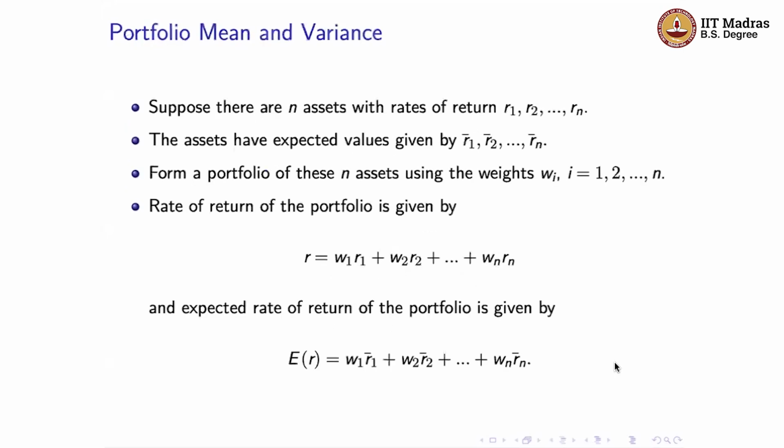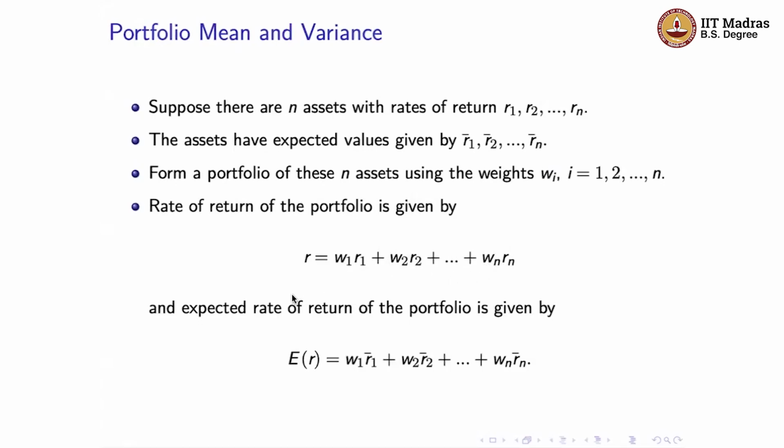Okay, so what does this imply in terms of the portfolio mean and variance? Suppose that there are n assets with rates of return given by R1, R2, and Rn. And suppose that these assets have expected values given by R1 bar, R2 bar, and Rn bar. So we are going to form a portfolio of these n assets using the weights Wi. So what is the rate of return of the portfolio? We already know it's the weighted average of the rate of return of these individual assets. So therefore, the portfolio rate of return is given by W1R1 plus W2R2 plus WnRn.